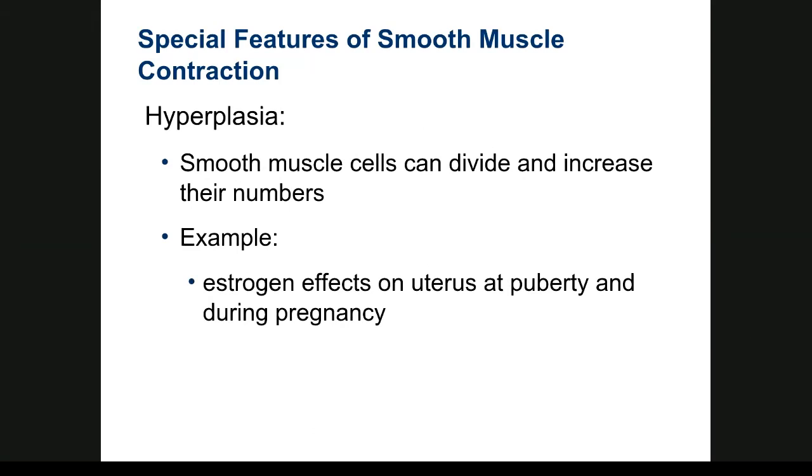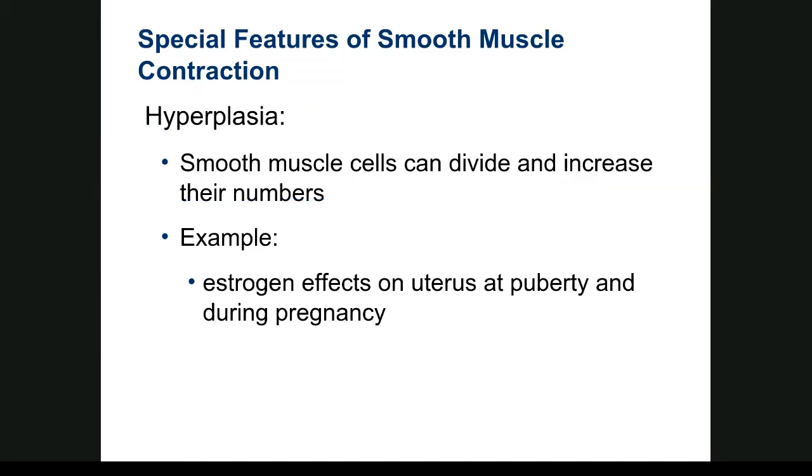Special features of smooth muscle. Hyperplasia. Smooth muscle cells can divide and increase their numbers. Skeletal muscle, when it's destroyed, is destroyed. Cardiac muscle, when it's destroyed, is destroyed. Probably. Some research disagrees with that. If you revascularize muscle after a heart attack, it may regain functionality, but anyway, that's debatable. But we'll just go for now with the book. Only smooth muscle can reproduce in numbers.